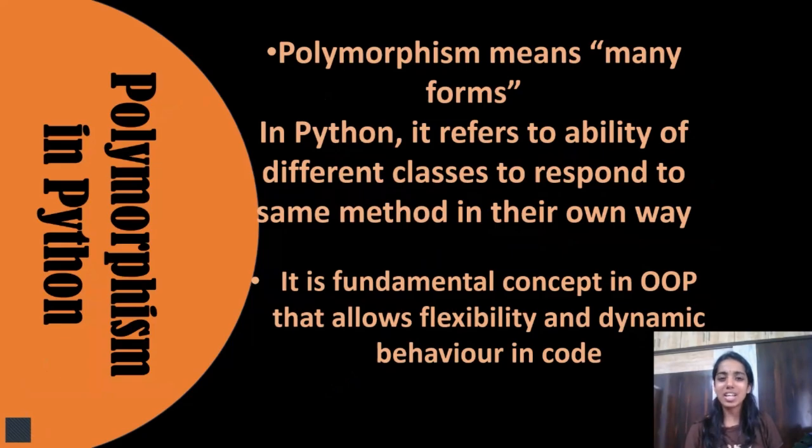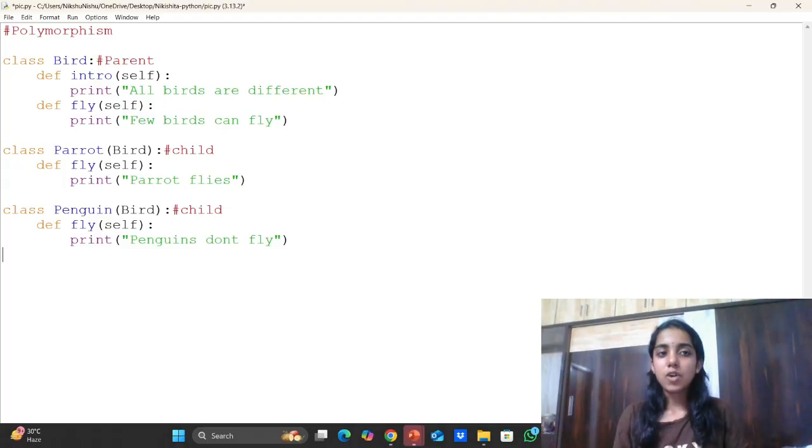Let us understand with an example. Now coming to the polymorphism topic. First, I have created my parent class. I have named it bird. In that, I have considered two methods: one is intro and one is fly.